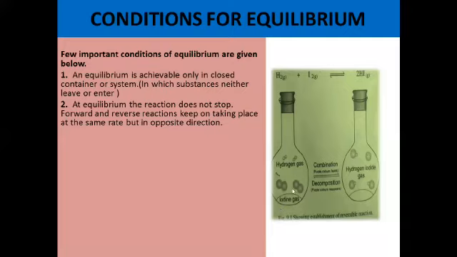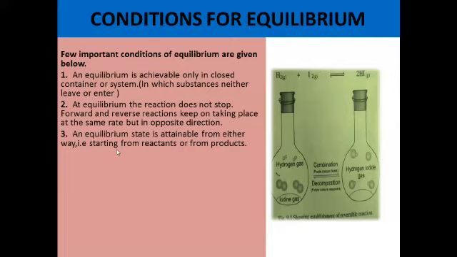So you can see this conversion of iodine color into a lighter color is the combination of hydrogen and iodine to form hydrogen iodide, and the reverse reaction is hydrogen iodide gas decomposing, or breaking down, to give iodine gas and hydrogen gas back. So forward and reverse reactions take place at the same rate but in opposite directions. The forward reaction moves from left to right, and the reverse reaction moves from right to left.